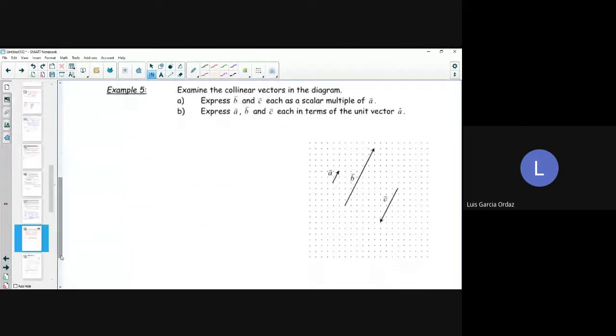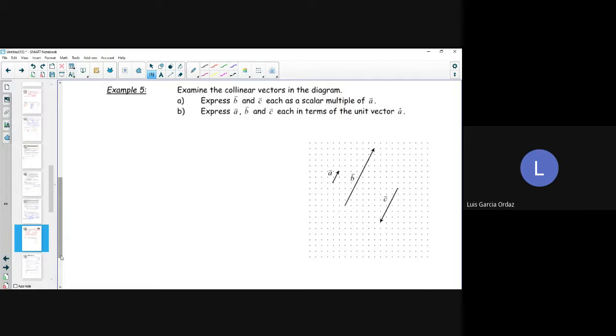And last but not least, we're going to examine the collinear vectors in the diagram. So for question A, I want to express vector B and C as a scalar multiple of A. And for part B, I want to express A, B, and C, each in terms of a unit vector A. So basically I need to figure out how I'm going to write B and C in terms of A.